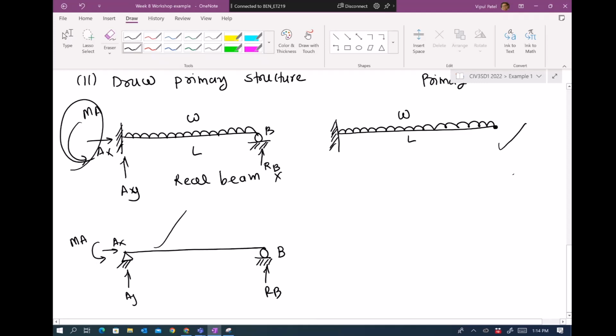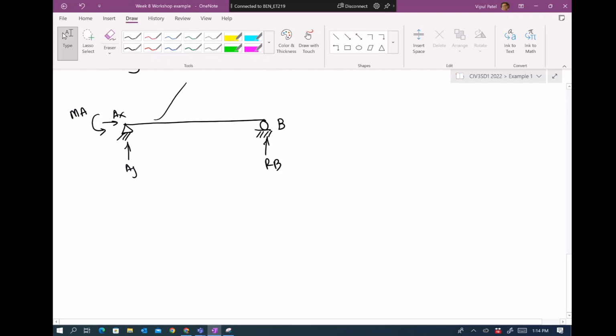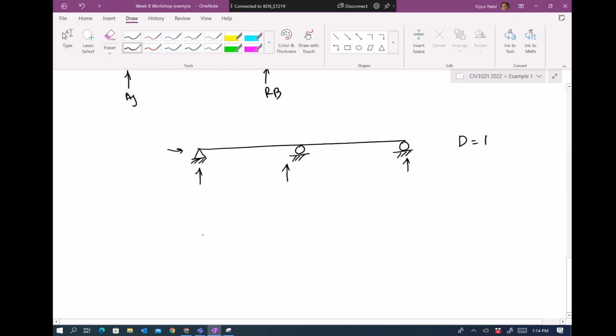There is one condition: when you make a primary structure, the primary structure should be stable. Stable meaning that it should not be free in space. I will give you one example here. Let's say this is a pin support, roller support, roller support. What is the degree of indeterminacy here? 1 here, 1 here, 1 here. The degree of indeterminacy is equal to 1.